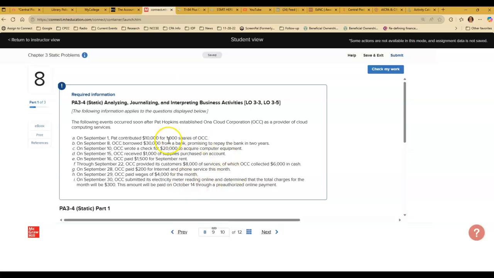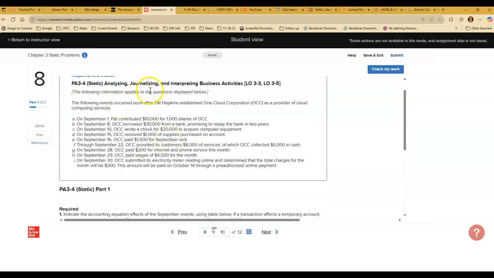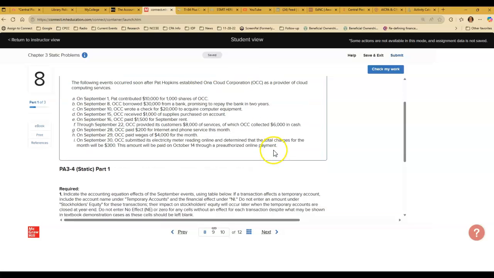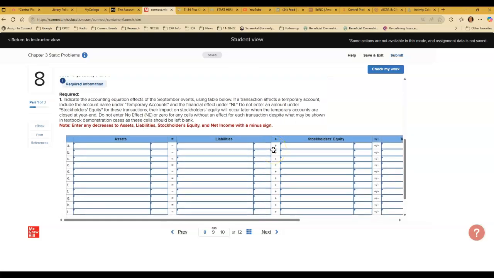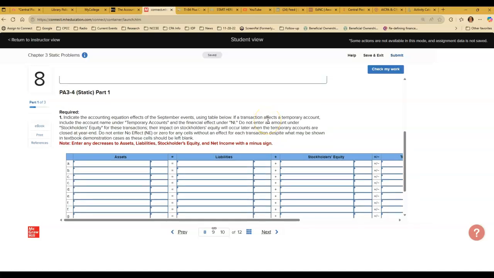Let's look at number 8. Okay, we're going to analyze, journalize, and interpret business activities. So again, this one, note what's going on here. You will need to be able to put it in this format. Now, understand what's happening here in this one.